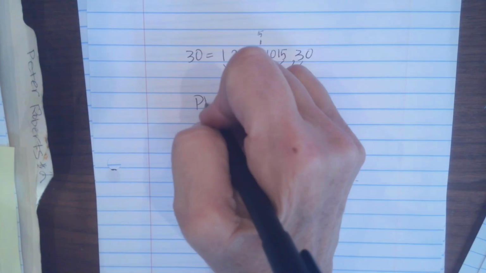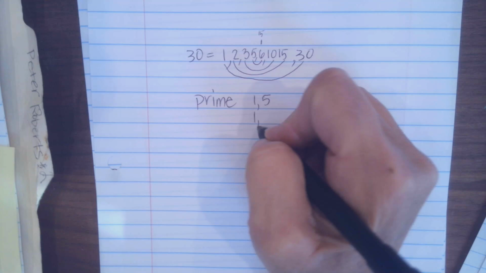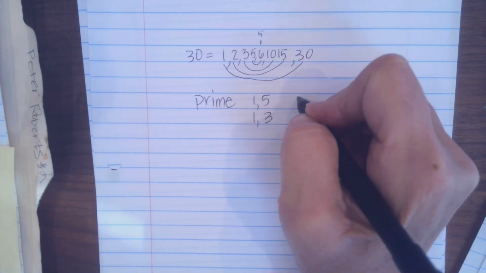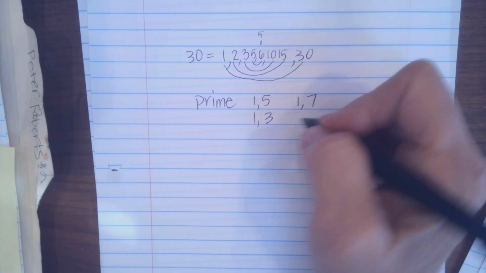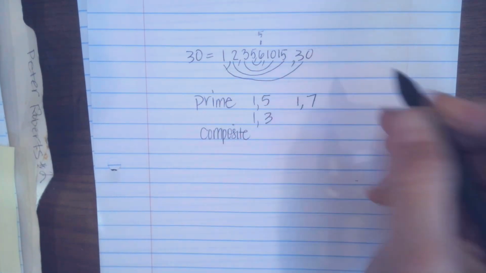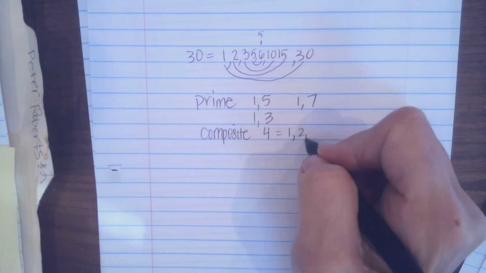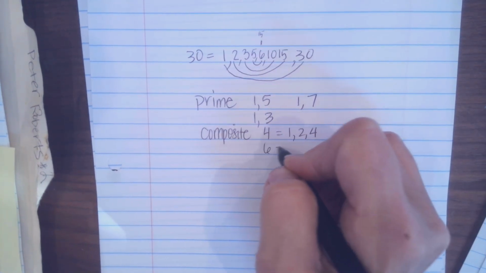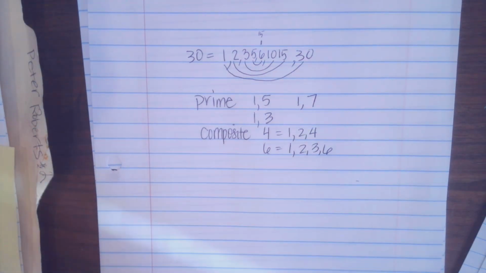A prime number only has 2 factor pairs, like 1 and 5, 1 and 3, 1 and 7. And then composite numbers have more than 2. So the number 4 has 1, 2, and 4. The number 6 has 1, 2, 3, and 6, and so on.